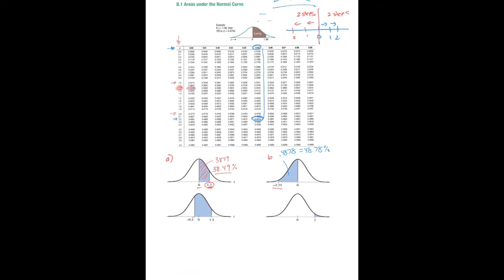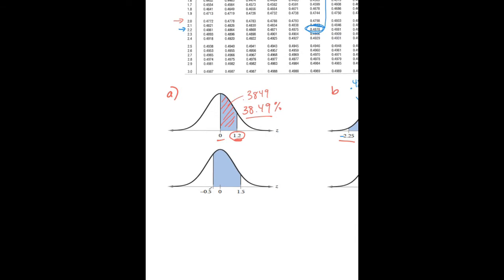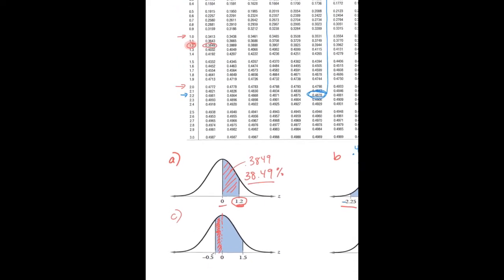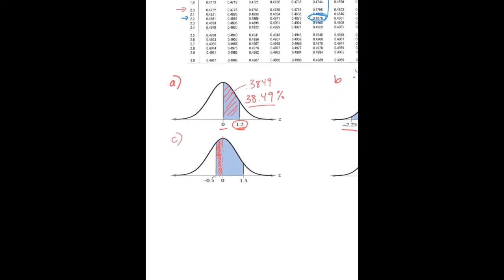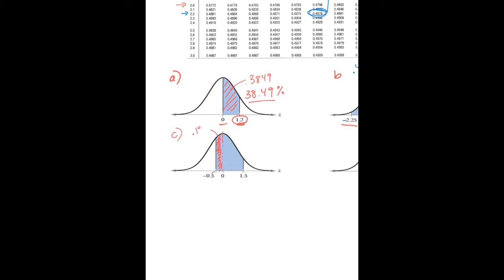Okay, let's do a few other examples. So let's look at example C. Looking for the area between negative 0.5 and 1.5 standard deviations from the mean. First thing I'm going to do is put a little dotted line here at 0 because we're going to need to calculate 2 areas here. First, let's start with this area between 0 and 0.5, so this little red shaded region. So let's go here to 0.5. We can see that that area is equal to 0.1915. So this area is 0.1915.